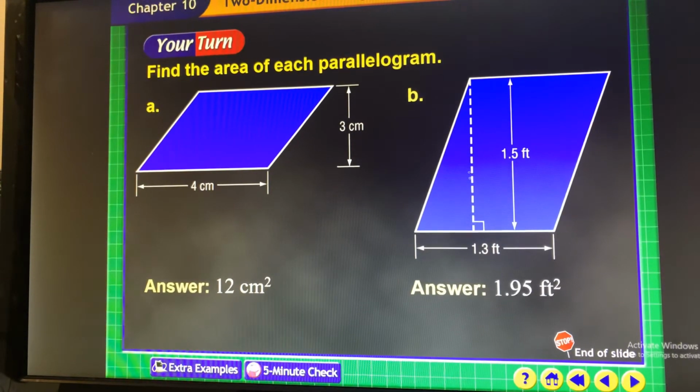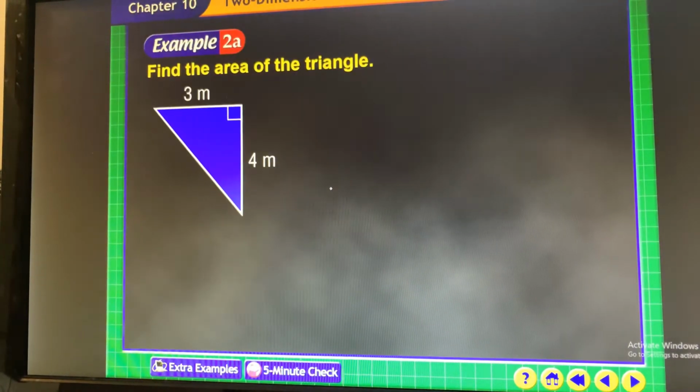So notice this one. How do you know its height? Creates a 90-degree angle with the base. So now we have our triangle. Base times height divided by 2. Why? Because it's half of a parallelogram or half of a rectangle or half of a square. So whatever you do, you're going to have to multiply the two numbers together and divide it by 2.